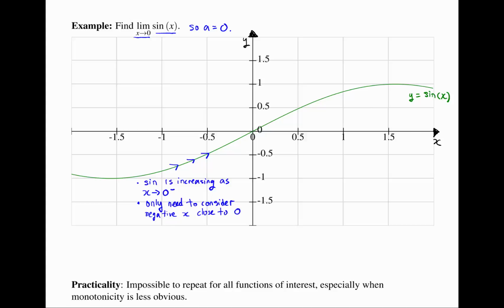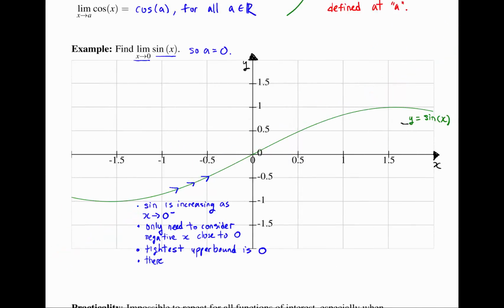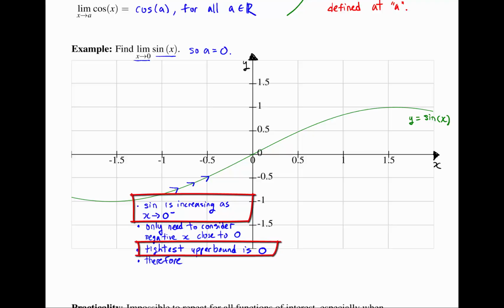We can also see and draw in here that 0 is an upper bound. In fact, it's the tightest upper bound. And we can zoom in and check this. Therefore, since sine x is increasing as you approach 0 from the left, with the tightest upper bound being 0, the limit as x goes to 0 from the left of sine x is 0.